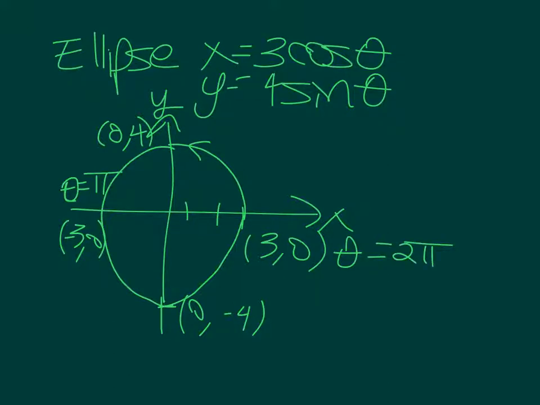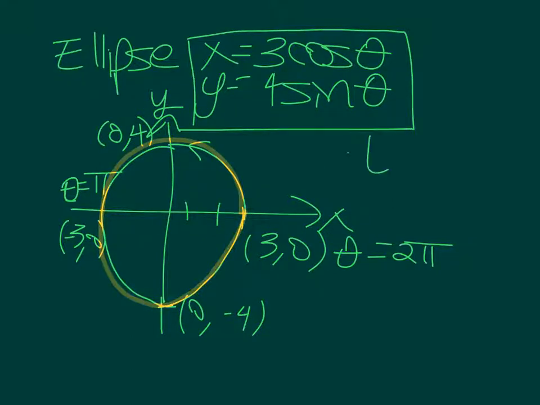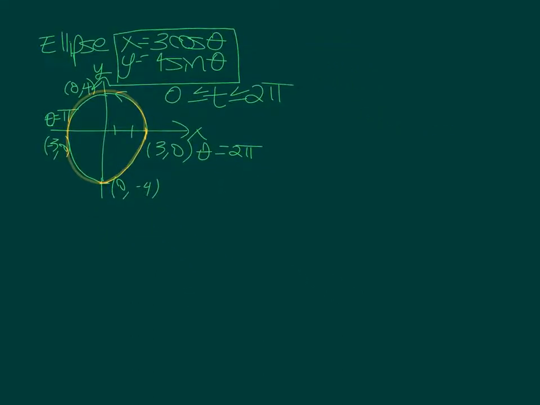So if we want to know the circumference of this ellipse, or the distance all the way around, starting here and moving all the way around this ellipse, basically what we are looking for is the arc length of this curve. x is equal to 3 cos theta, y is equal to 4 sine theta, and theta ranges from 0 to 2 pi. So all we need to do now is apply our formula.